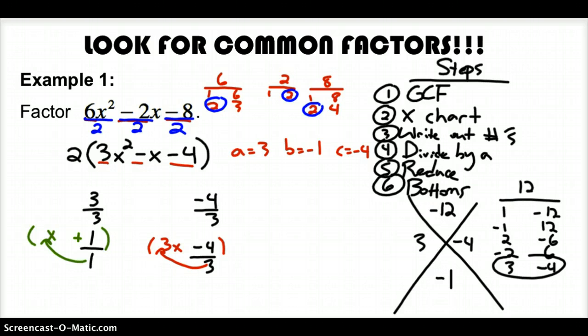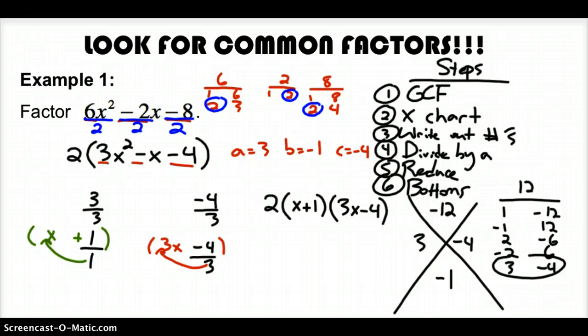So here's the important part. I can't forget that 2 that I took out originally. So I still have to write that 2 right here in parentheses, and then I have my x plus 1, and then I have my 3x minus 4.